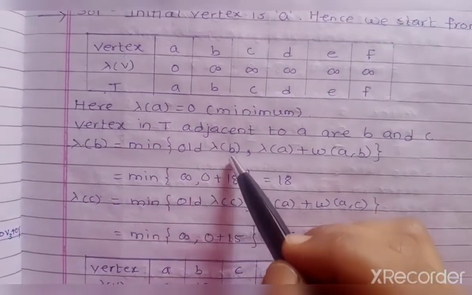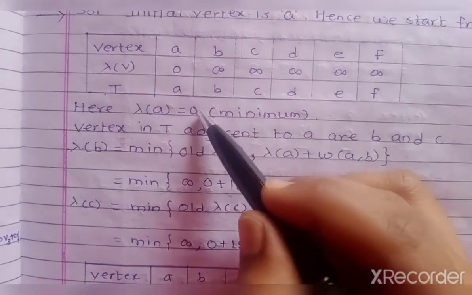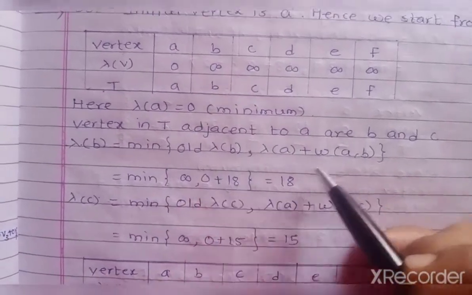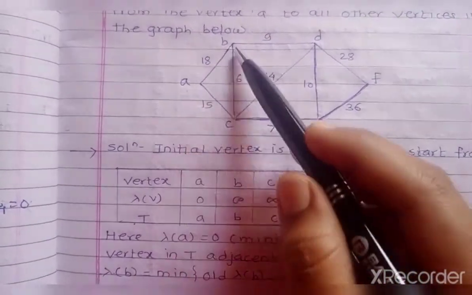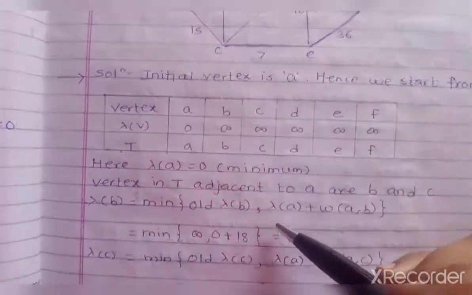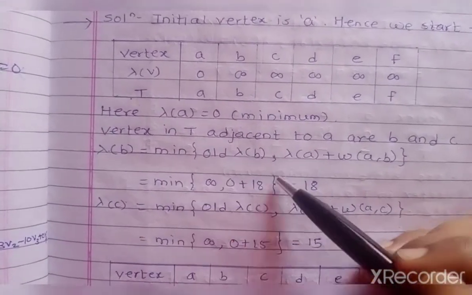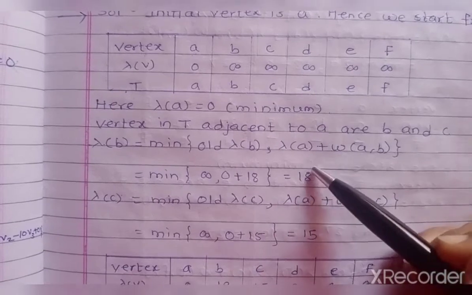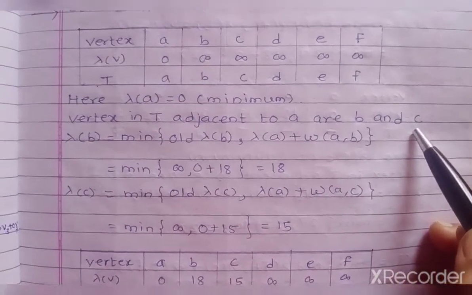Lambda of B's value is infinity, so we put infinity here. Lambda of A equal to 0, so put 0, and the weight of A to B is 18, so we put plus 18. Doing the simplification, among both values the minimum is 18, so we write 18. Next we find lambda of C.